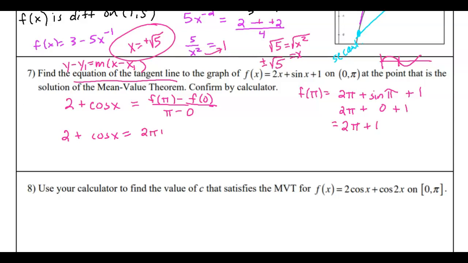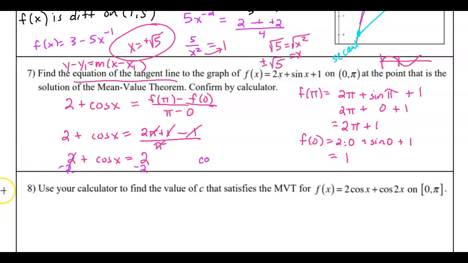All right, so 2 pi plus 1 minus, if we plug in 0, we get 2 times 0 plus sine of 0 plus 1. So 0 plus 1. All right, all over pi minus 0 is pi. So 2 plus cosine equals, the 1's cancel, 2 pi over pi, the pi's cancel because they're being multiplied, so we get 2. So to solve this, we're going to subtract 2. So cosine of x equals 0.